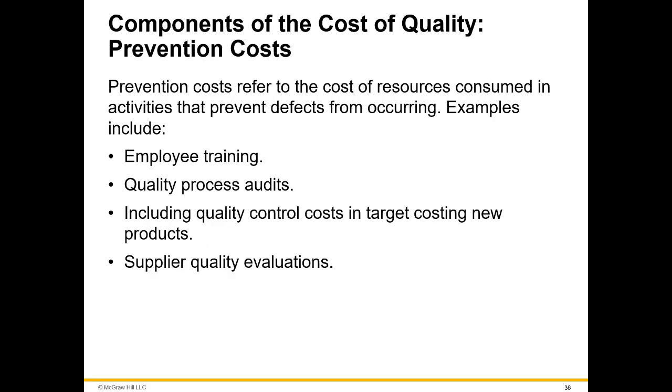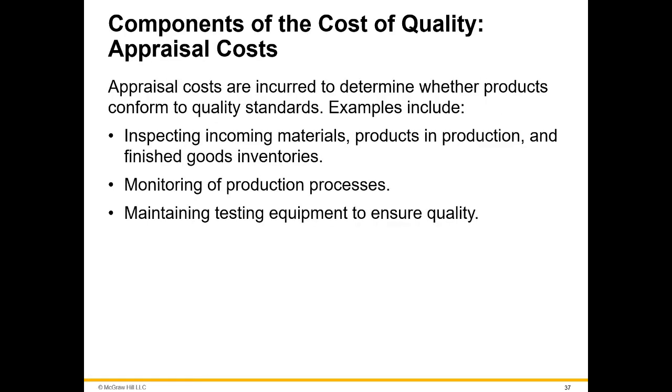As we talk about these quality measures, we talk about them in terms of cost, the prevention costs. Like if we made this from the get-go high quality, that would save us a substantial amount through the process. How are we going to get that? Through employee training, through quality process audits, including quality control costs from the get-go and the target costing, and then especially as we evaluate the quality coming from customers. So first is prevention.